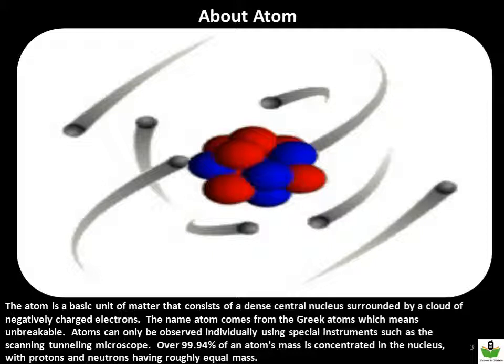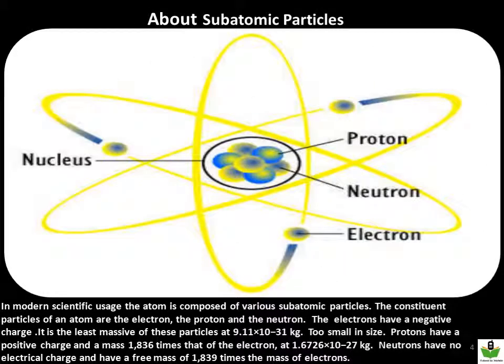Over 99.94% of an atom's mass is concentrated in the nucleus, with protons and neutrons having roughly equal mass. In modern scientific usage, the atom is composed of various subatomic particles. The constituent particles of an atom are the electron, the proton, and the neutron.